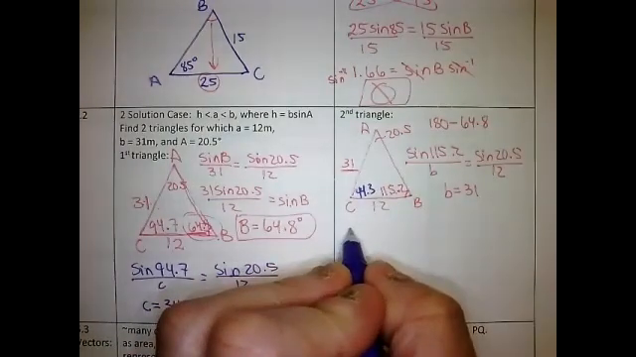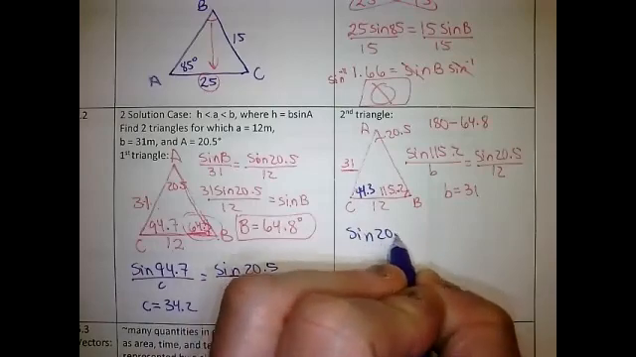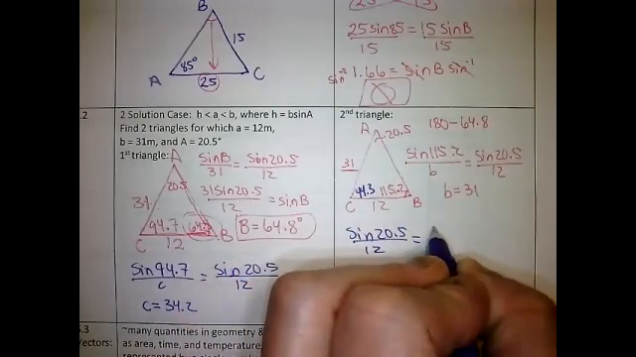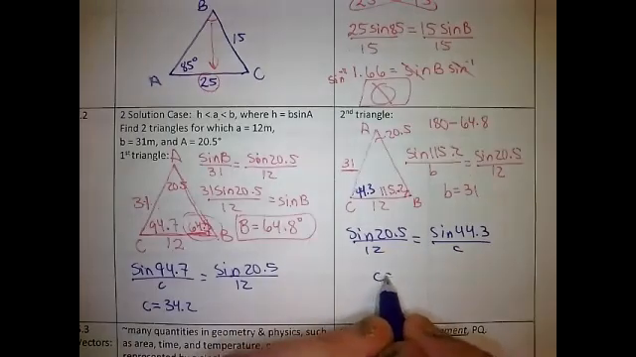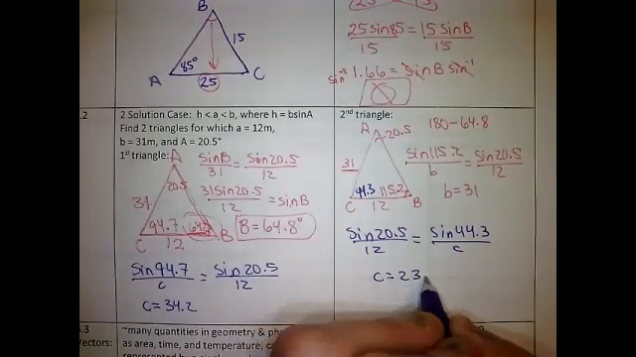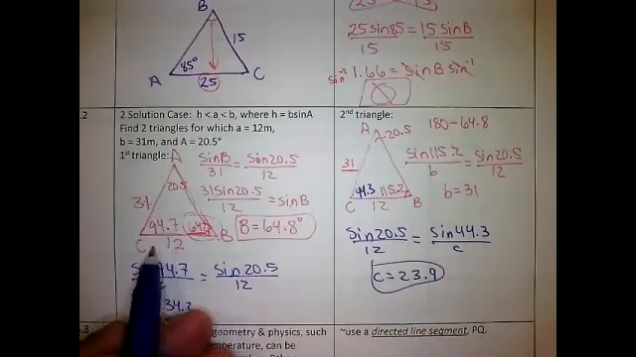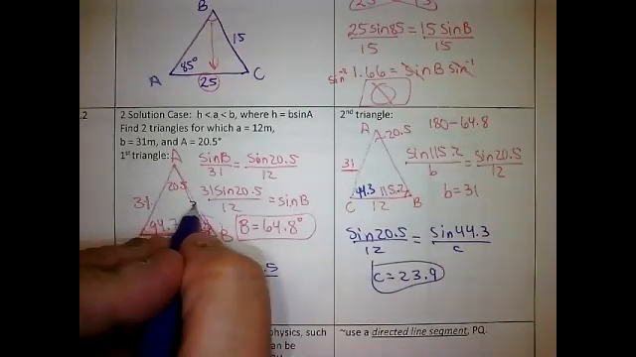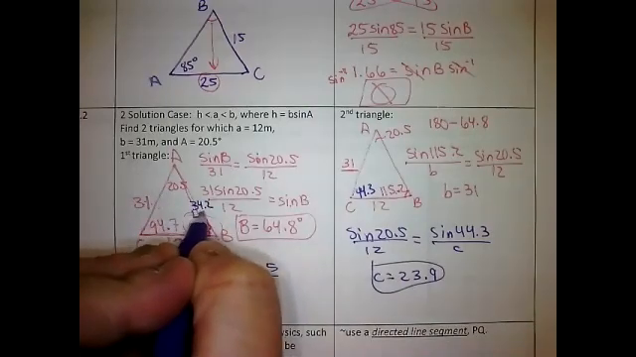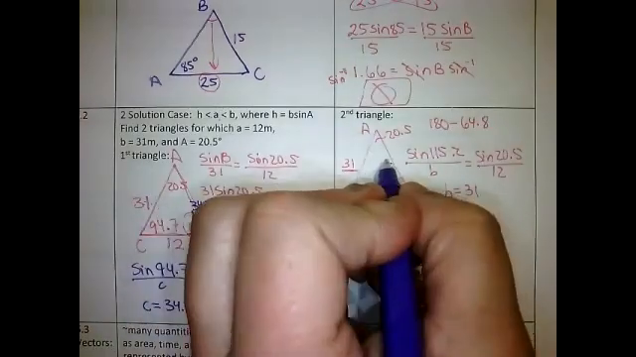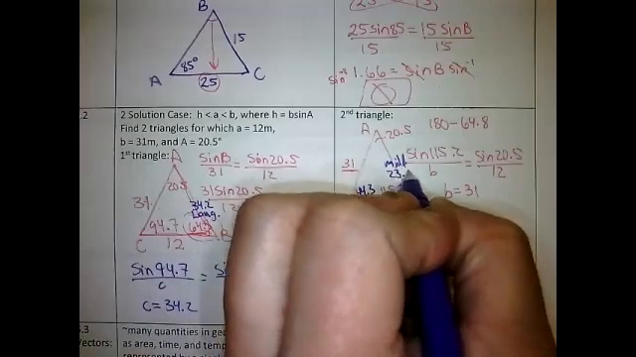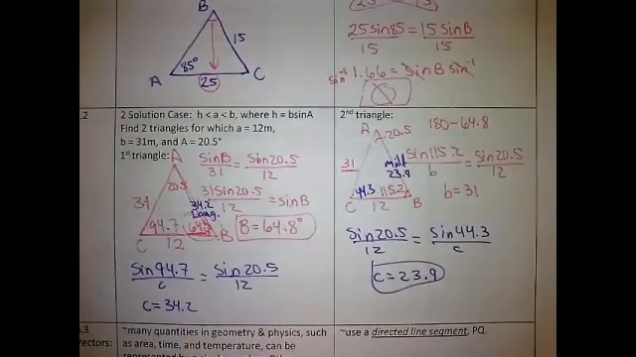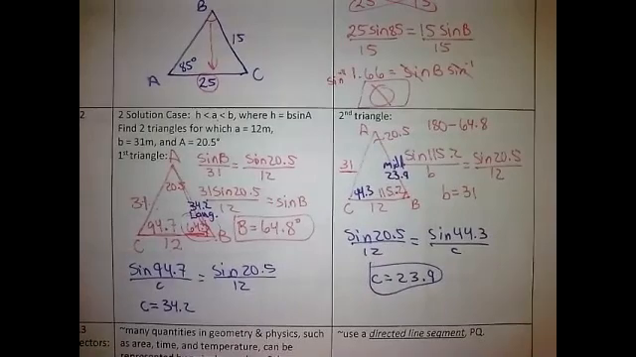And so now I'm going to set it up: sine of 20.5 over 12 equals sine of 44.3 over C, which gives me C is approximately a length of 23.9. So once again, these traded places. Here, this was the longest, and here it's the middle, at 23.9. So really pay attention to that.